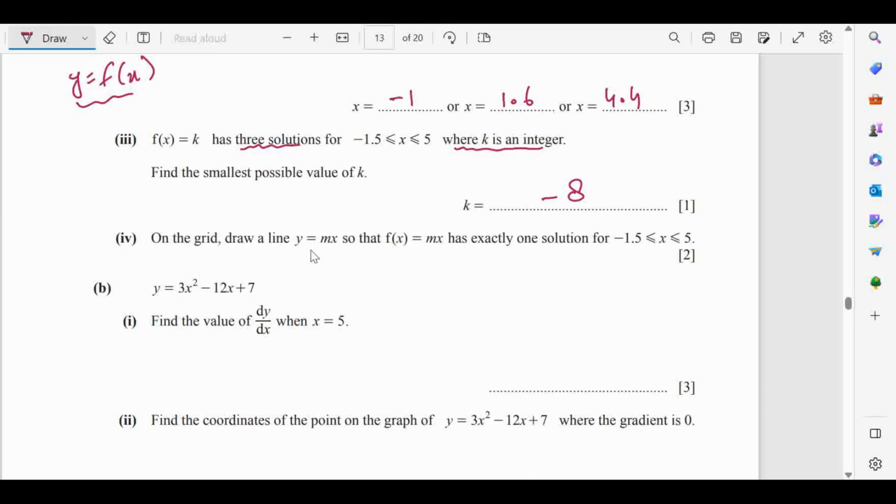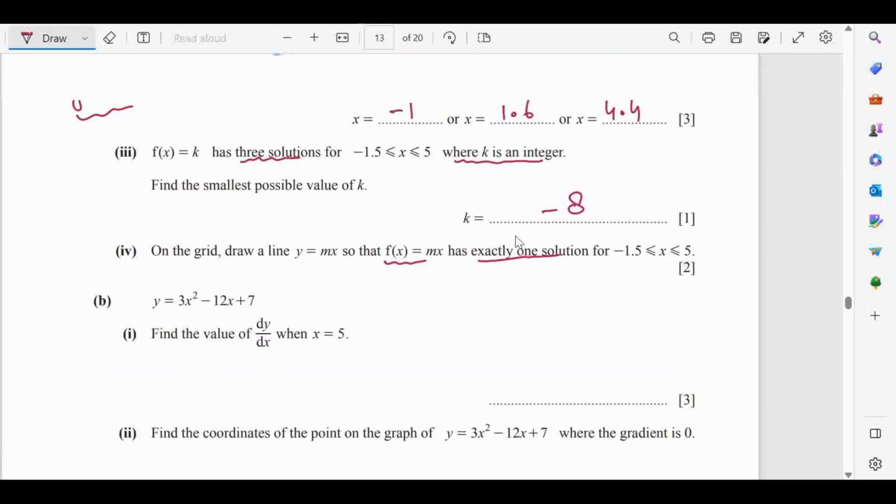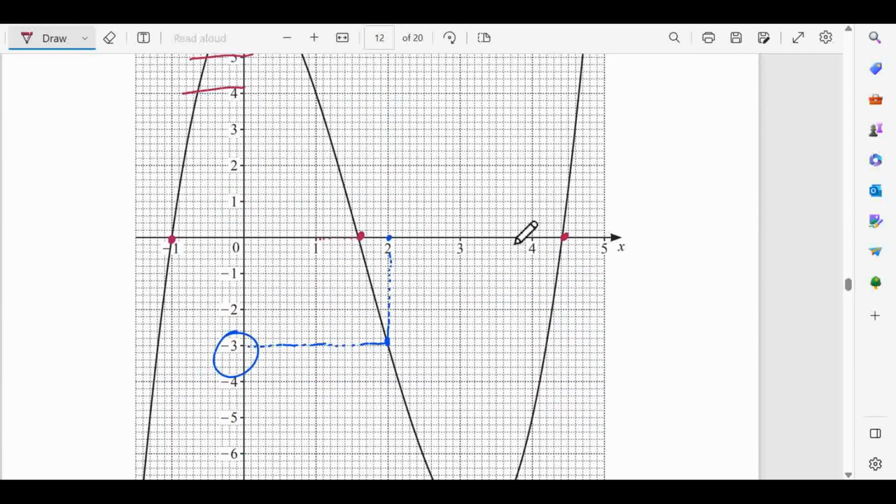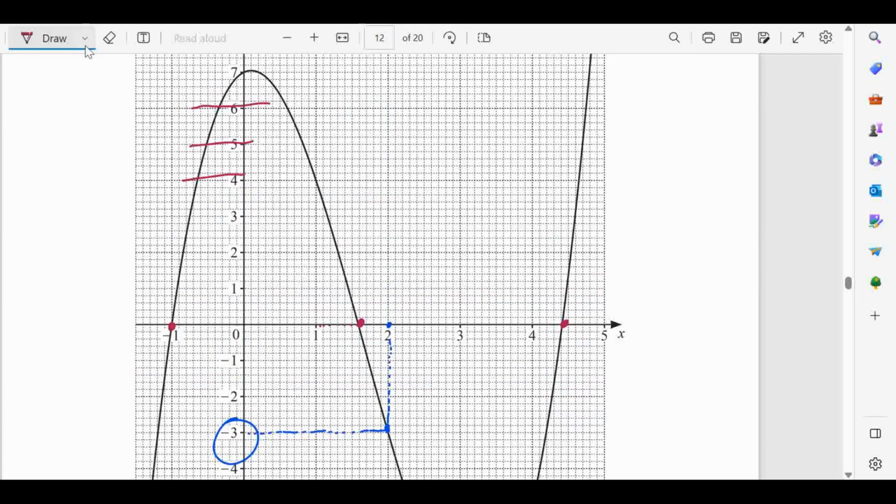On the grid, draw a line y is equals to mx, so that f of x has exactly one solution. What does this mean? Exactly one solution. So y is equals to mx plus c. We can have the solution y is equals to mx plus c. So we can draw a straight line over here. This could be the solution. Now here there is a problem that we will have 2 solutions. One is here and one will be here. So we can ignore this one.